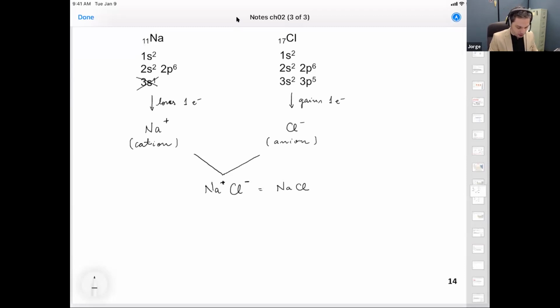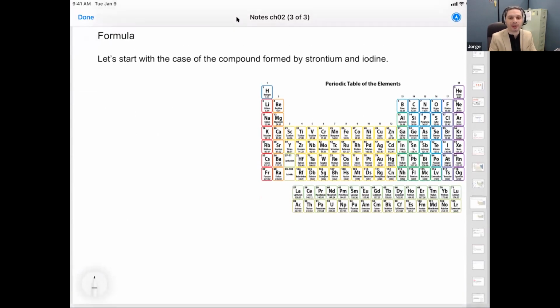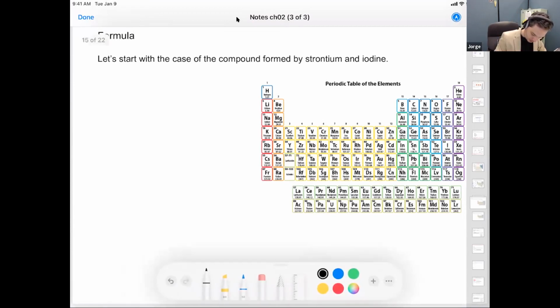Okay, very good. So now that you understand why I need to combine these two kinds of elements, let's talk a little bit about how we determine the formula of the compound that's going to be formed. So I will start with an example here, and let's start with the case of the compound formed between strontium and iodine. Okay. So let's start with that. So let's use colors here.